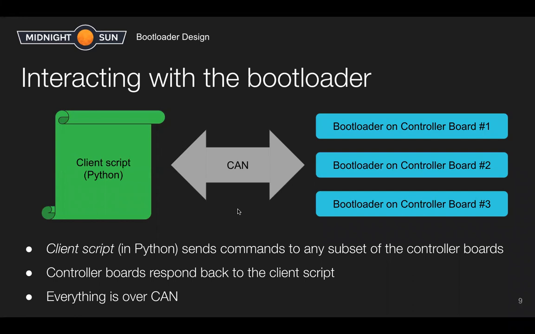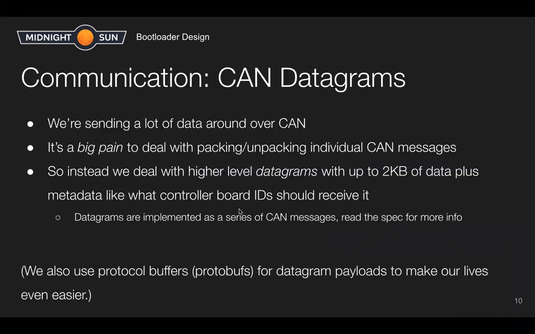All right, so the way that this communication works is we've got this concept of a CAN datagram. Because we're sending an awful lot of data around over CAN, and remember, we could be sending up to like 100 kilobytes of data to flash the application code, it's a really big pain to deal with packing and unpacking these individual CAN messages. Because if you'll recall, a CAN message can only store up to 8 bytes of data. So dealing with kilobytes and kilobytes, 8 bytes at a time, is really annoying.